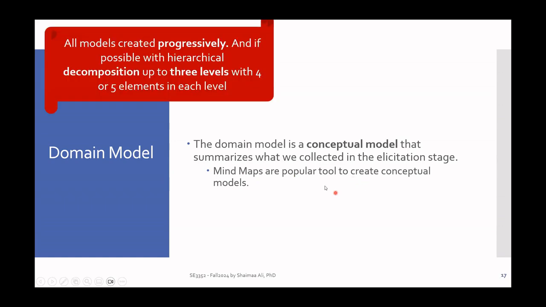The general rule for most of the models that we're going to talk about within this recommended 5 models is that they are supposed to be created progressively, and if possible, in hierarchical decomposition up to 3 levels, with 4 or 5 elements in each level. So here in the domain model, we're talking about concepts. So 4 to 5 concepts in 3 levels. So total 15.